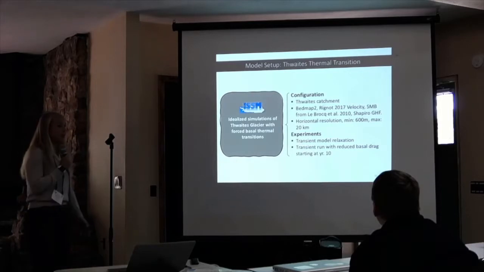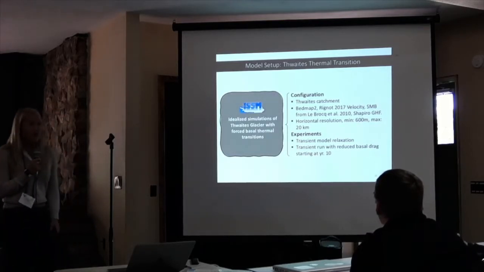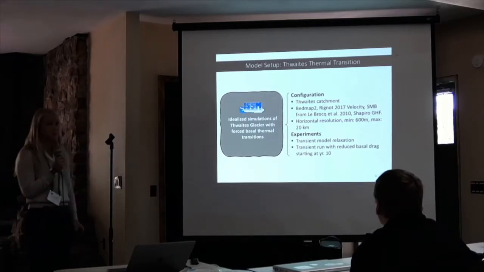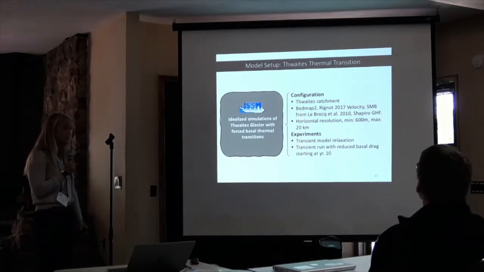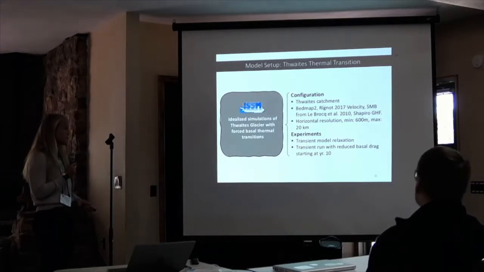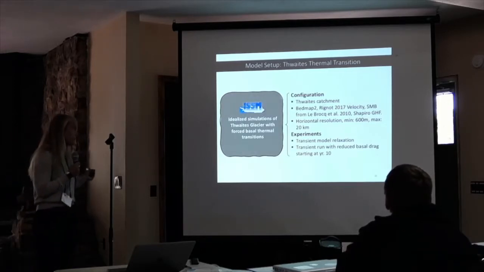So I would like to now look at what would happen if we simulate a basal temperature transition in ISSM. And I will be showing you ISSM results using BedMap2, Rignot 2017 velocity. The surface mass balance is from LeBrocq 2010, and I'm using Shapiro geothermal heat flux. The horizontal resolution is an adaptive mesh, and so in areas that are flowing very fast, I have a resolution of about 600 meters. Where it is much slower flowing, the maximum resolution is 20 kilometers.